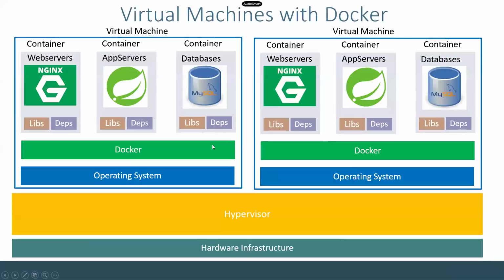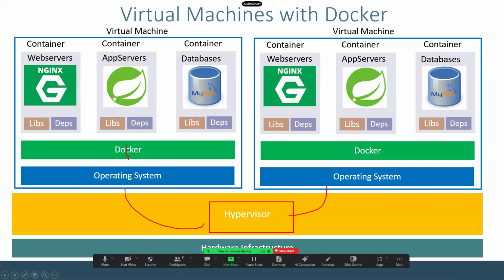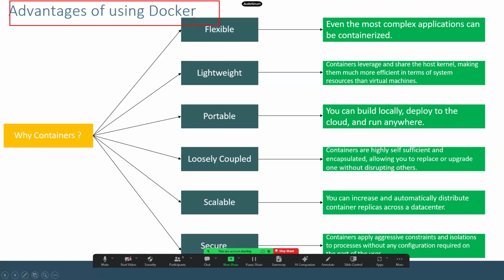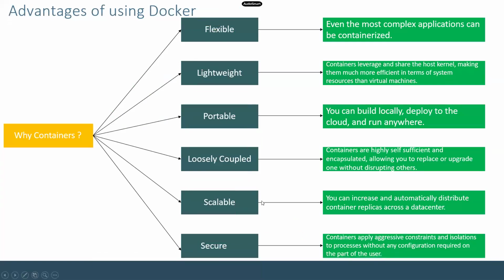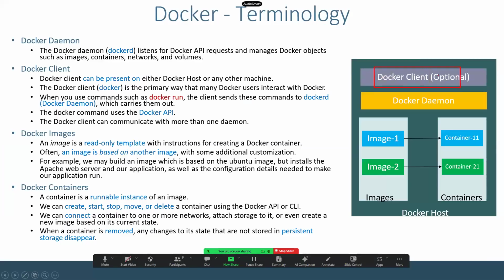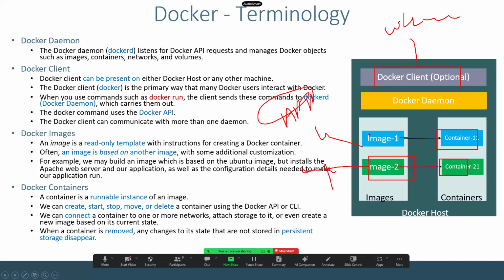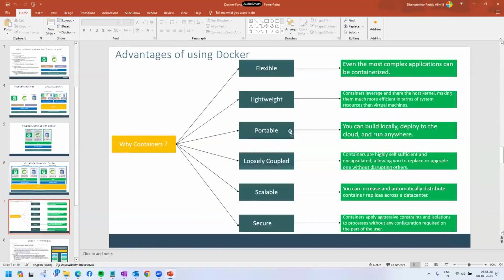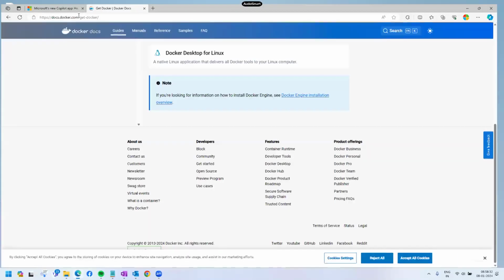Now, this is about a virtual machine with Docker. Here the mediator is the hypervisor, then virtual machines, then operating system, then Docker. Next, what is the advantage of Docker? It is flexible, lightweight, portable, loosely coupled, scalable, and highly secure, guys. As he said, the Docker client will be installed on a Windows, Linux or Mac operating system. Each container contains one image. Here, image means the application. They are lightweight.